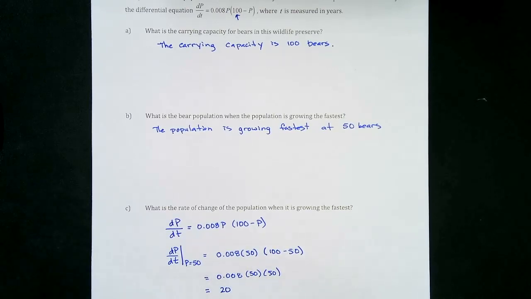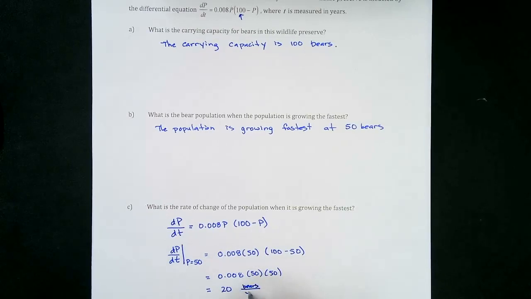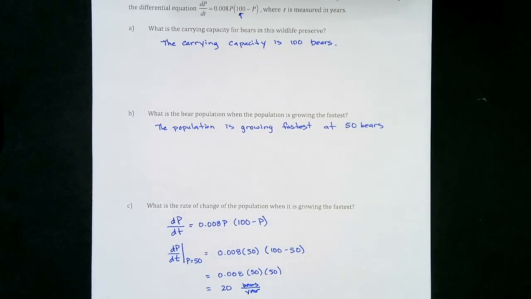And what are the units for this? Well, the P is the population of bears, right? And t is time, and we're measuring time in years. So this would be 20 bears per year. And that would be the units for this. Okay, let's do one more problem.